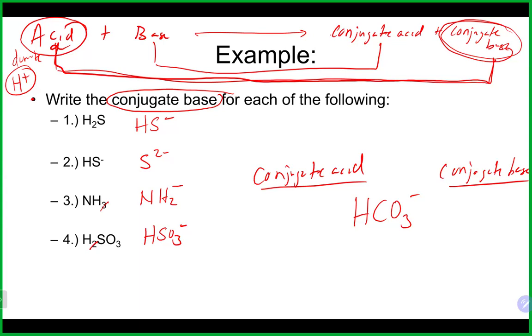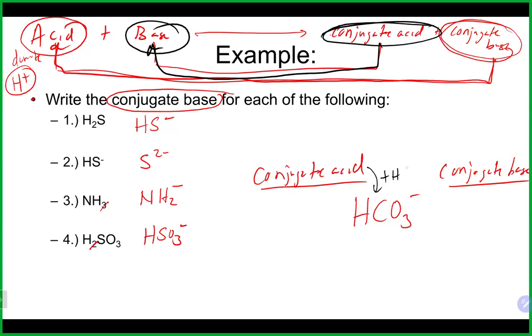Okay, so let's take a look. We'll start with the conjugate acid. Once again, I'm looking for the conjugate acid, which means if I go backwards, what I'm starting with in this case is a base, which means it should accept the H plus. So we would add an H plus to this, and if we do that, we'll end up with H2CO3. Again, +1 and -1 will equal 0.